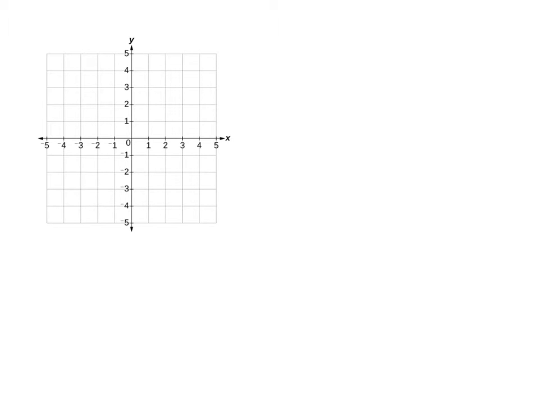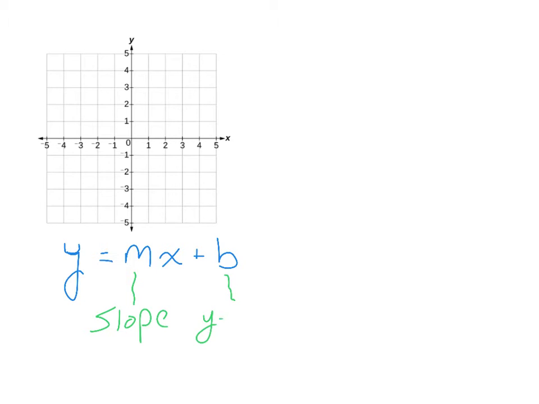All right, in this video we are going to graph a linear equation given the equation in slope-intercept form, or y equals mx plus b. So again, just a reminder, the slope-intercept form, y equals mx plus b. Now, m is the slope, b is the y-intercept. So it's called the slope-intercept form.